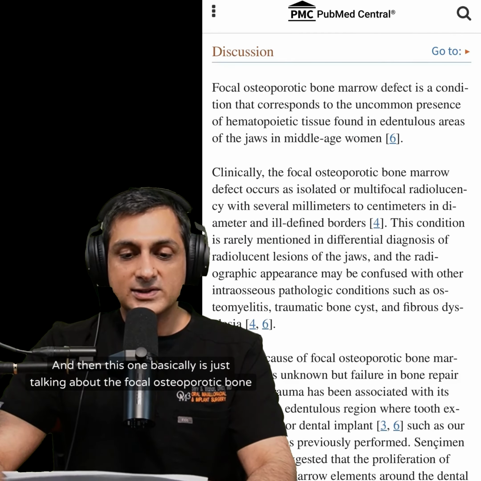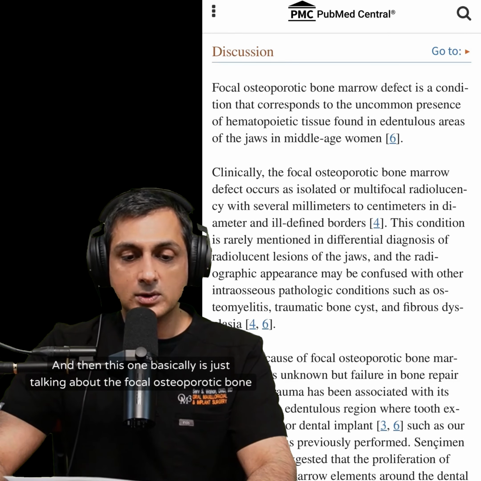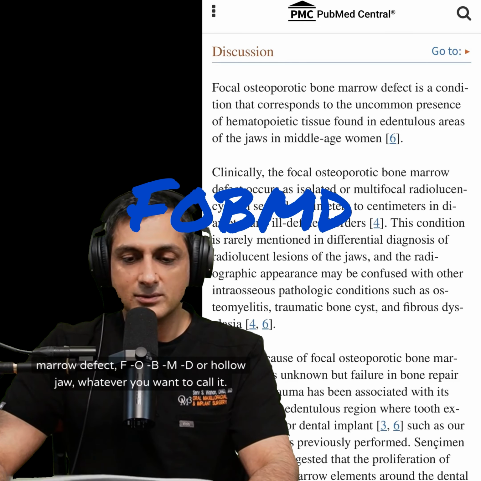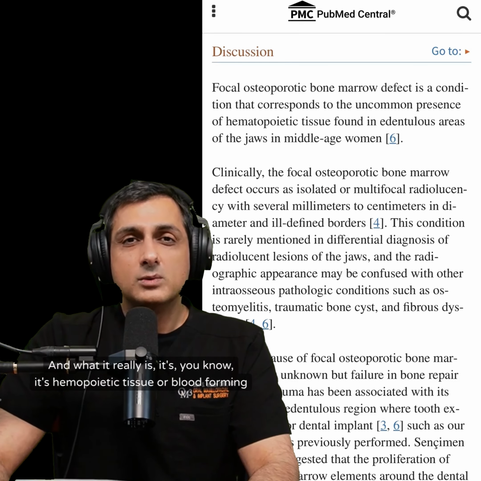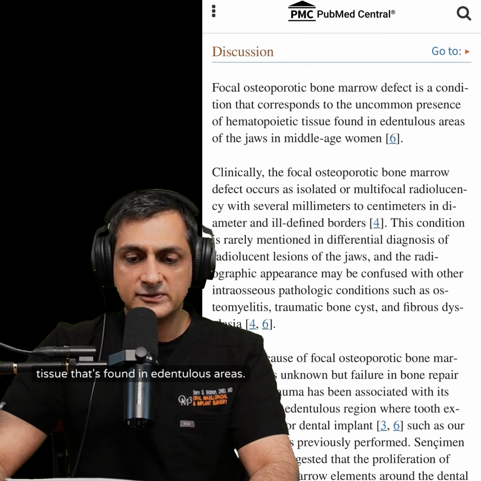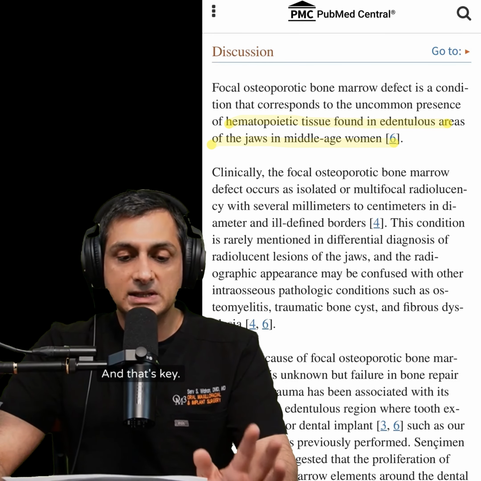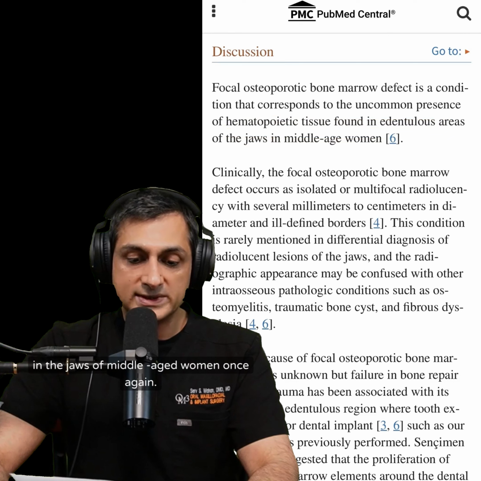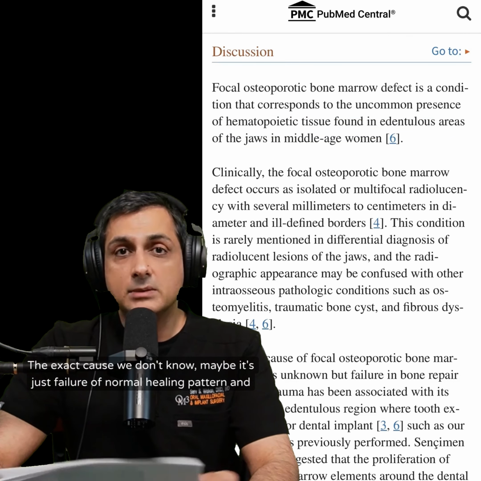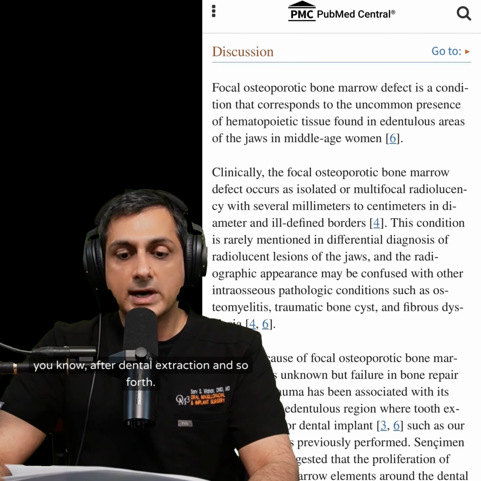This one is talking about the focal osteoporotic bone marrow defect, FOBMD, or hollow jaw, whatever you want to call it. Just saying it's uncommon. What it really is, is hemopoietic tissue, or blood-forming tissue, that's found in edentulous areas. And that's key, in the jaws of middle-aged women, once again. The exact cause, we don't know. Maybe it's just failure of normal healing pattern after a dental extraction and so forth.